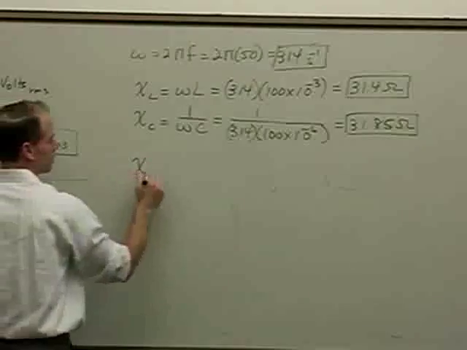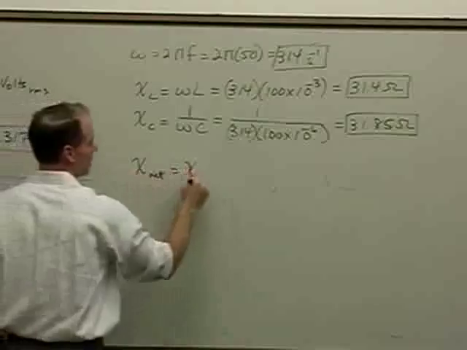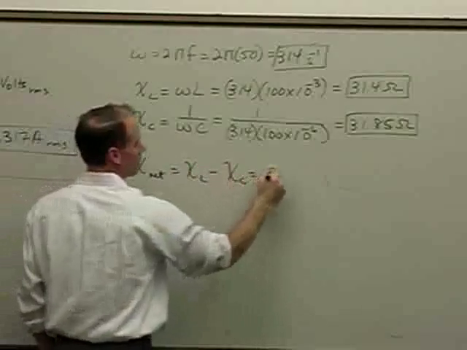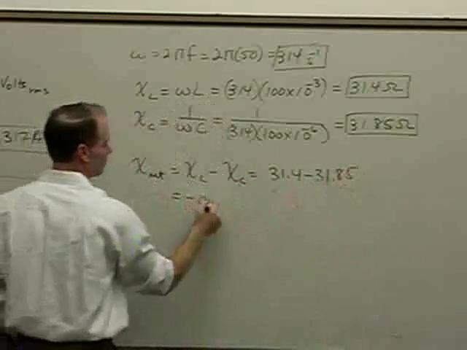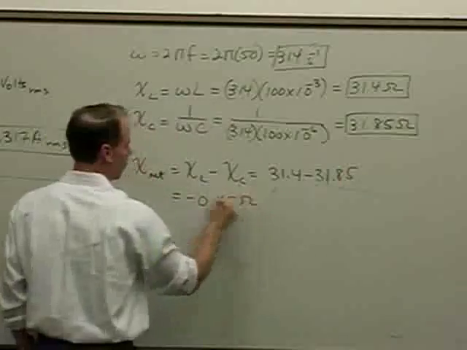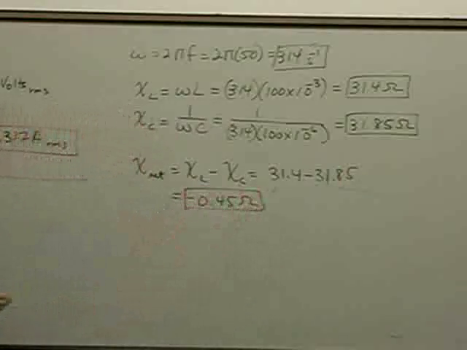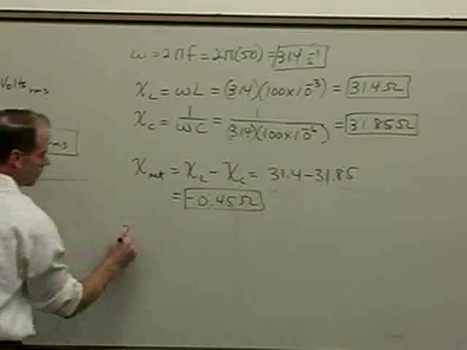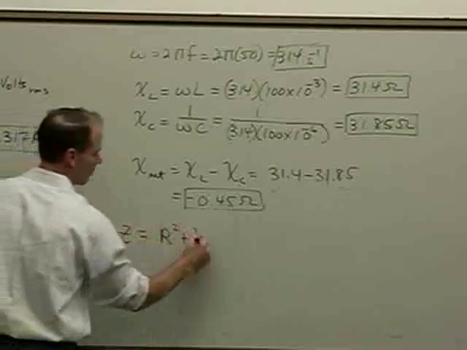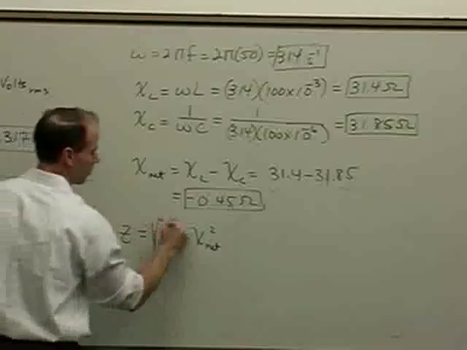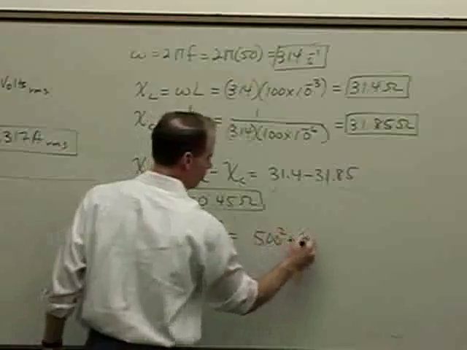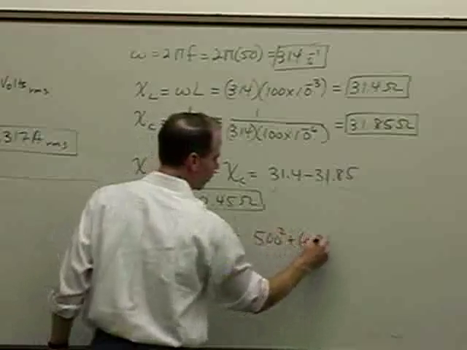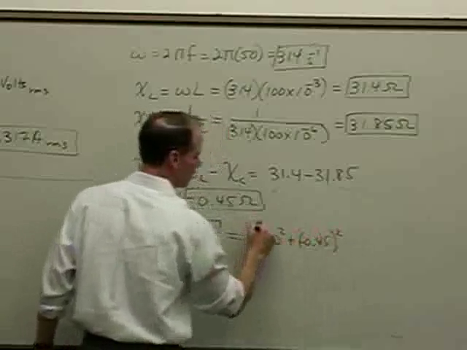Our net reactance is the inductive minus the capacitive reactance. 31.4 minus 31.85 will give us a negative 0.45 ohm net reactance. And hence, our impedance is the square root of the resistance squared plus the net reactance squared. And that is going to be the square root of 500 squared plus negative 0.45 squared.